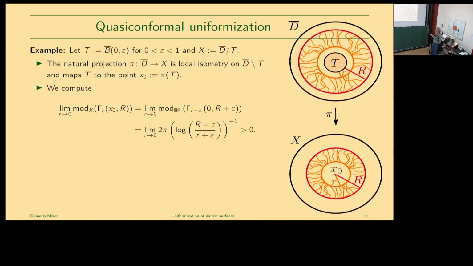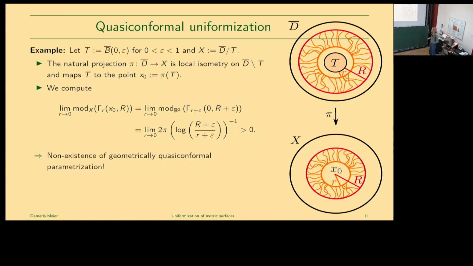And because everywhere it's a local isometry, we just know that this is the same as considering the modulus in R2 of the curve family connecting around 0 of the ball of R plus epsilon with the outside of the bigger ball of big R plus epsilon. And if we let little r go to 0, then this will be strictly bigger than 0. And therefore, we don't satisfy the second condition, and we also won't satisfy the third one.